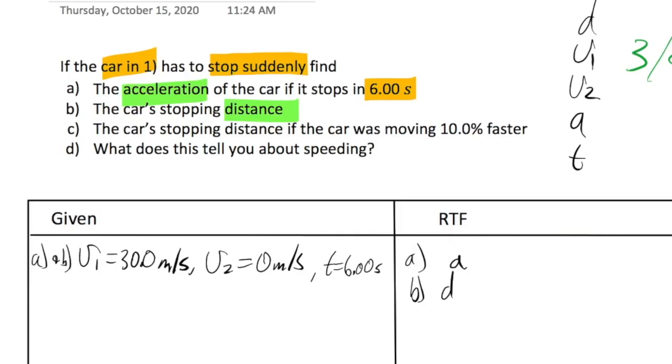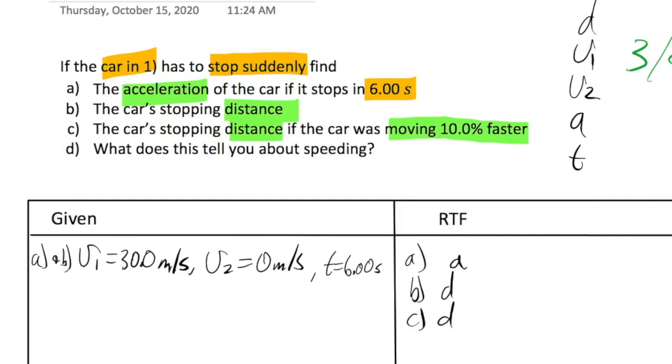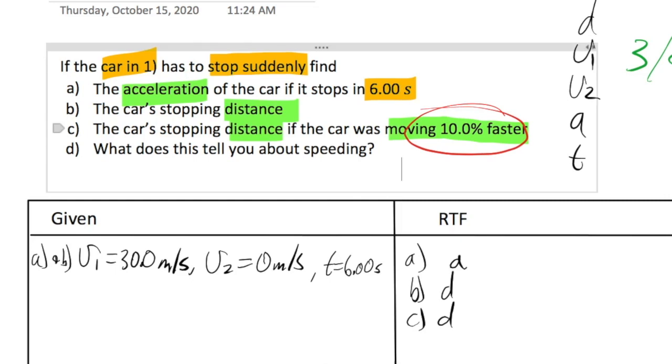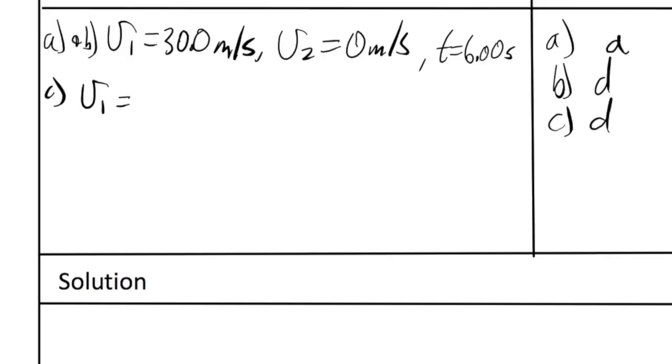Now, part C, we're asked to find the stopping distance again, but this time if the car was moving 10% faster. All right, so a lot has changed here. So in part C, we're looking for the distance again, but the issue is this. What that means is the V1 is not 30 meters per second anymore. So in part C, the V1 is going to be 30 meters per second plus 10%. Now, when you add 10%, you're adding 10% of 30. 10% of 30 is 3. So it's going to be 33 meters per second.